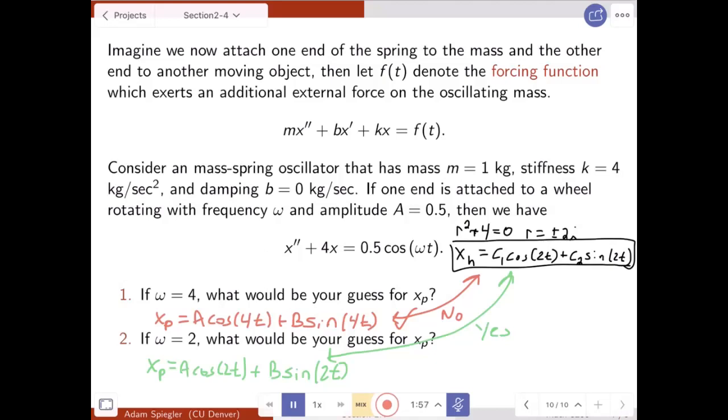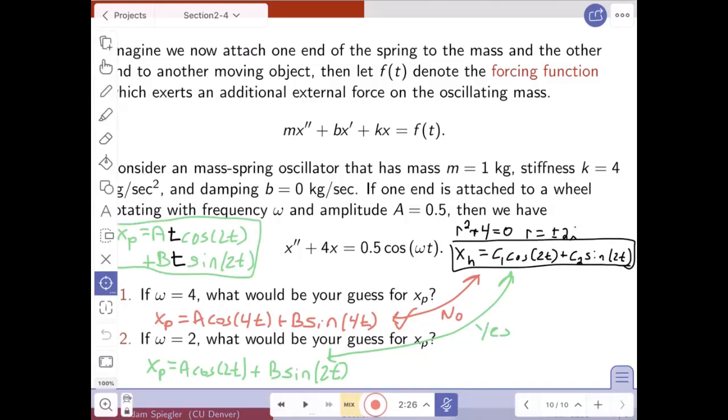So that means when we have resonance, like in this example, we would need to multiply our particular solution by a factor of t. So I would get a times this factor of t cosine of 2t plus b times this factor t that we just multiplied by, times the sine of 2t. And so that would be our particular solution. And then overall, our general solution would be the sum of the homogeneous solution and the particular solution.